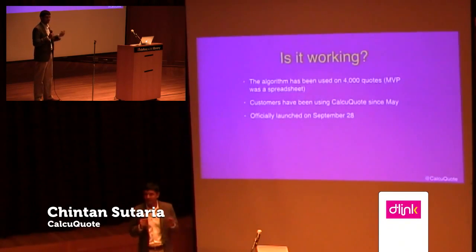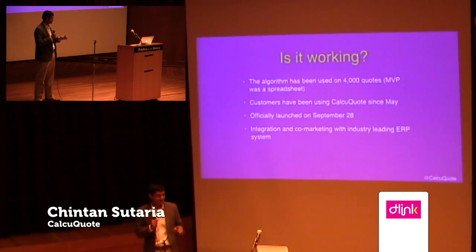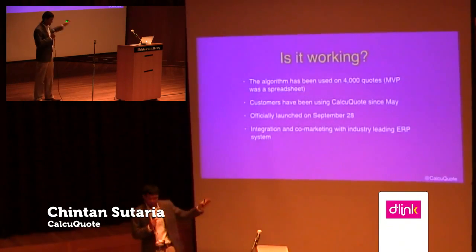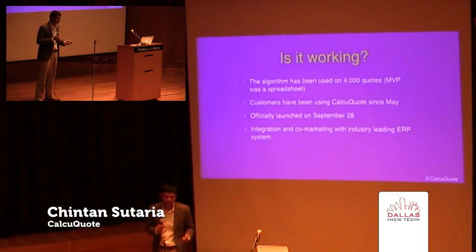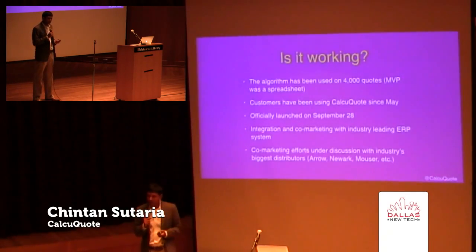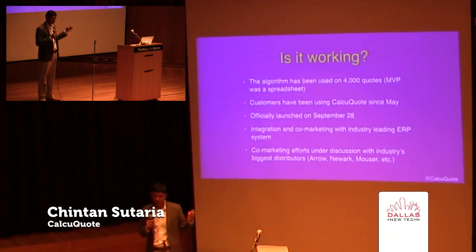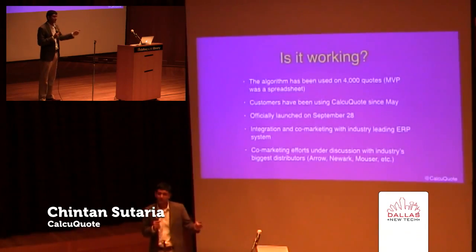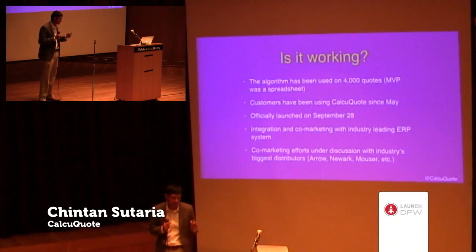And since then, we've also had some really exciting things happen. One of the biggest ERP systems in the industry has endorsed CalcuQuote. They've been recommending CalcuQuote to all of their customers as the preferred way of coming up with pricing for the industry. We've also got co-marketing efforts underway with some of the biggest distributors in the industry. So if you're in the electronics world, Mouser, Arrow, Newark, these names mean something to you. And they're starting to recommend to their customers that they should use CalcuQuote to get pricing and availability information.